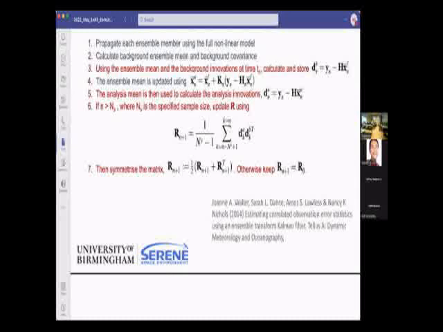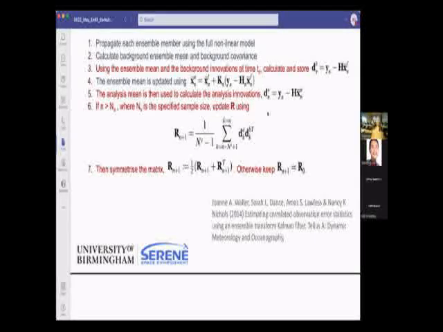The first two steps are the same as the ETKF. We propagate the ensemble members using the full nonlinear model. Then we calculate the background ensemble mean and background covariance. And from this, we can calculate the background innovation in step 3. After that, in step 4, we can calculate the gain and the mean analysis. And in step 5, we can then calculate the analysis innovation.